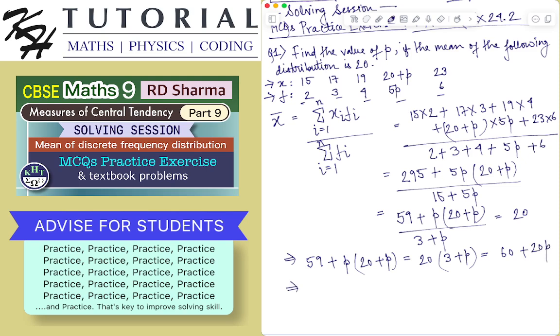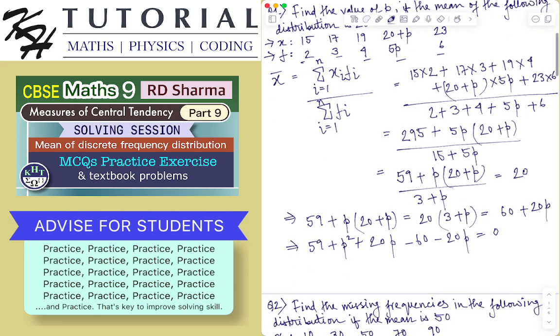Simplifying the left hand side, I have 59 plus p square plus 20p. Bringing all the terms to the left hand side, I have minus 60 minus 20p is equal to 0. This implies p square. So 20p and 20p get cancelled out. Still it's a quadratic equation, but we can easily solve the value of p.